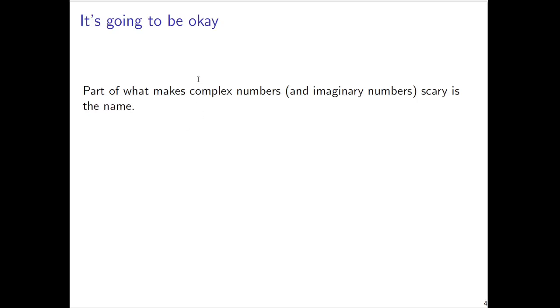We're going to take a look at complex numbers. And let me just start by saying it's going to be okay. Part of what makes complex numbers and imaginary numbers scary is really just the name.